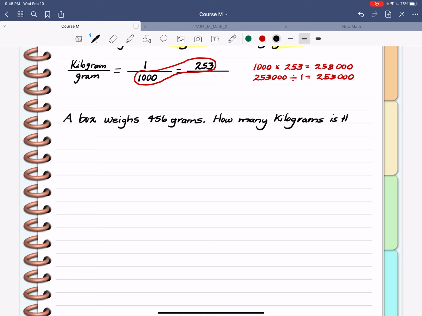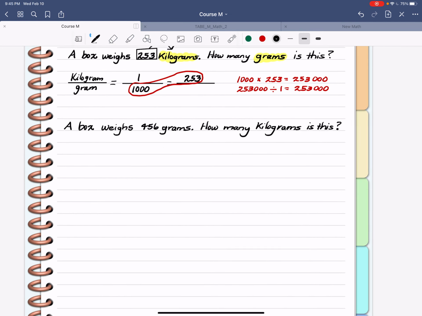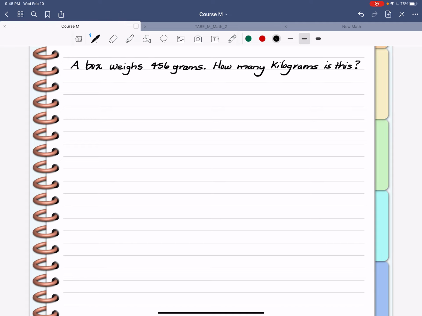Very similar problem to what we just did. The process is to draw your framework, 3 of them, with equal signs. The first one is for words. So I have grams and kilograms.